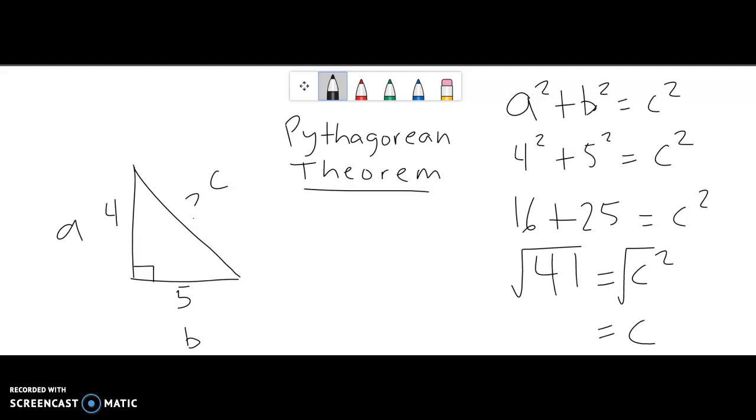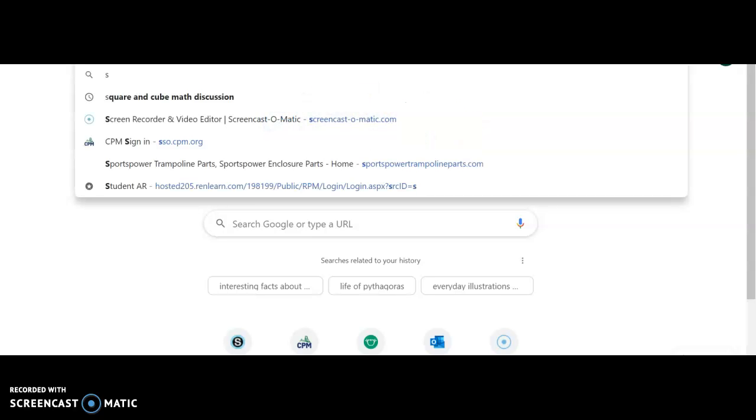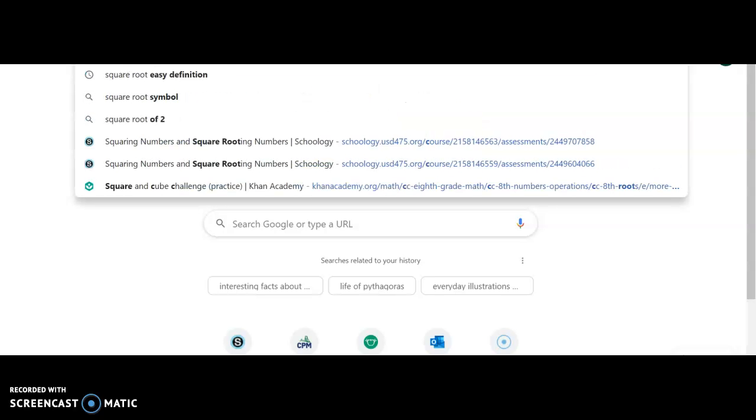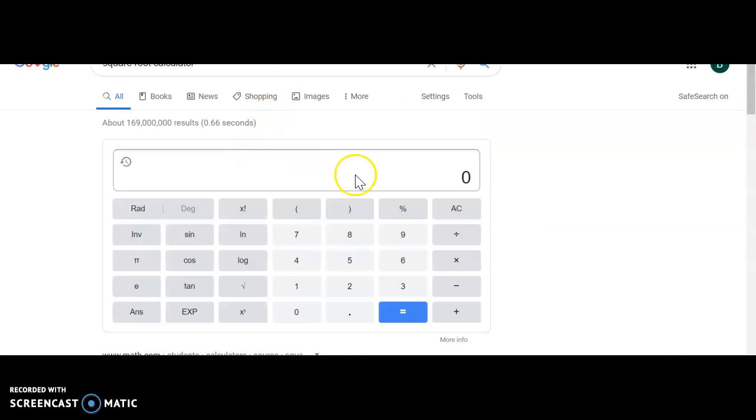It's going to be C, and this is the square root of 41. Type it in your calculator. You're going to have to use whatever calculator you want and find that out. And there are good calculators online.